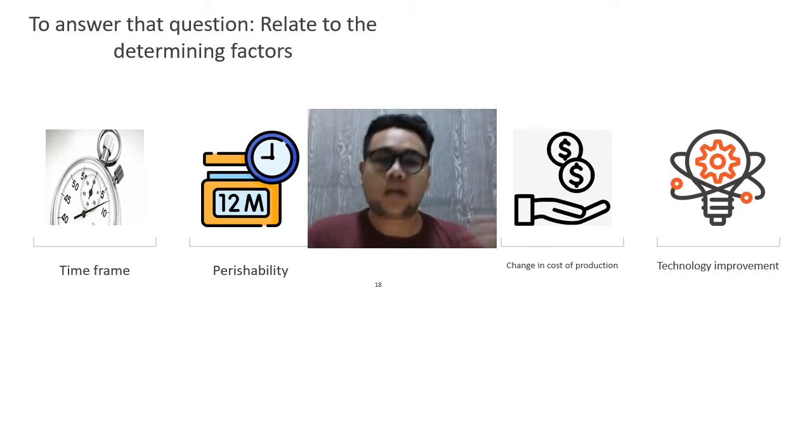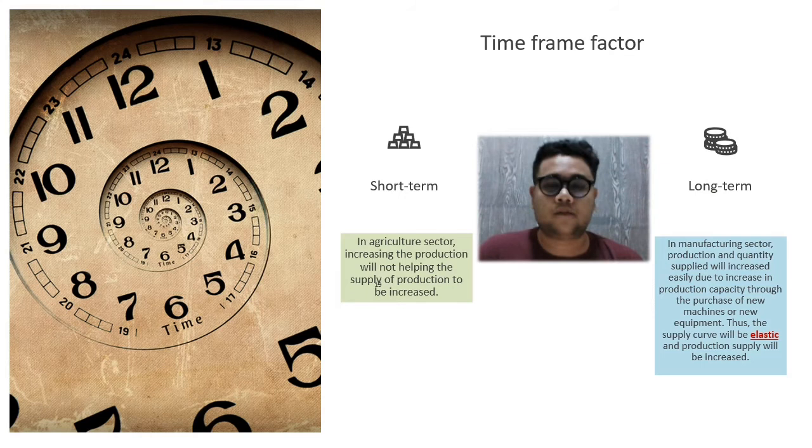We are going to explain more on the factors related, which are the change in cost of production and also the technology improvements. For the first factor, which is the time frame, we have two terms, which are the short term and also long term. The short term usually affects the agriculture sector because they will increase the production, but it will not help the supply of production to be increased. That's why it is inelastic.